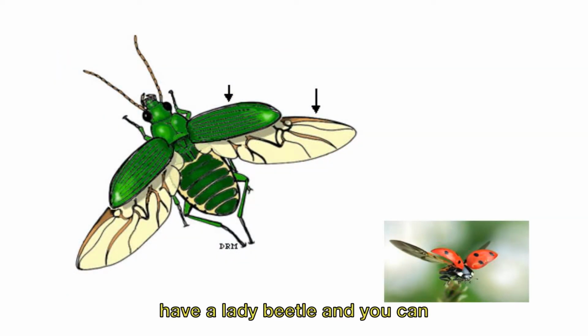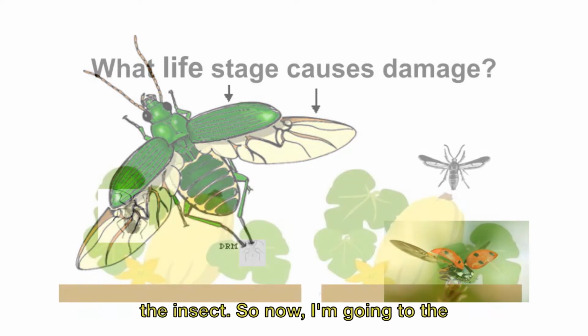So here we have a lady beetle, and you can see the 2 wings that are underneath the hard wings that are actually used for flying. The other 2, the hard wings on the top, are just there to protect the insect.